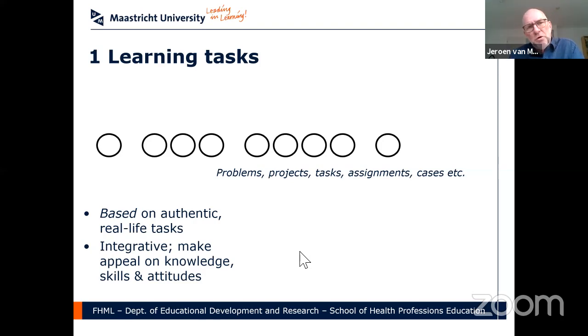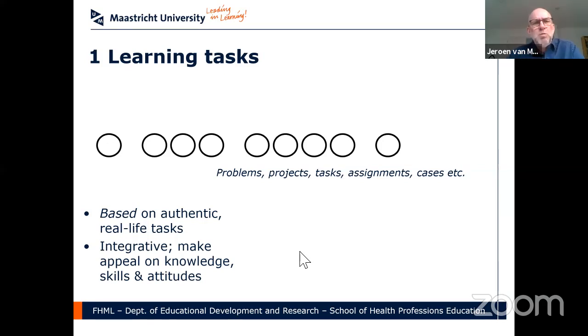And this word learning tasks is a very generic term. It can be problems that students work on, like in problem-based learning. It can be projects they work on, like in project-based learning. It can be tasks, assignments, cases, scenarios. These are all examples of learning tasks.